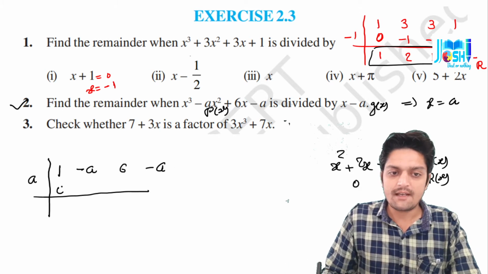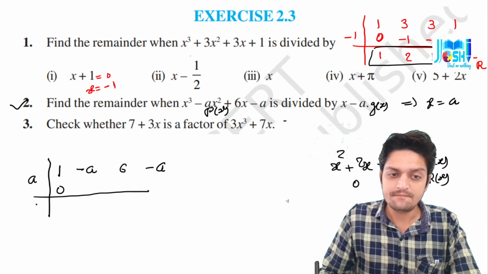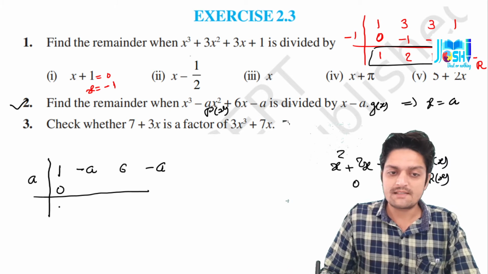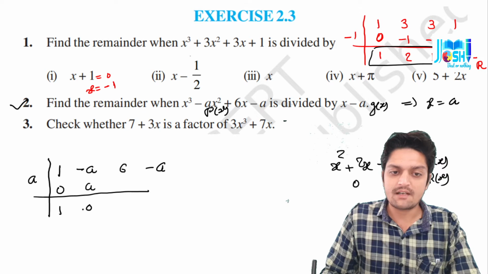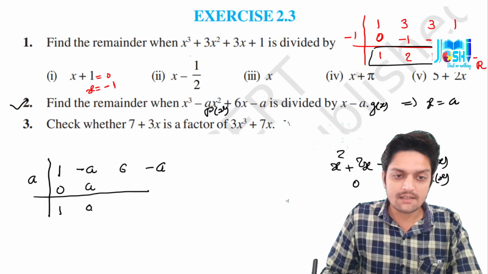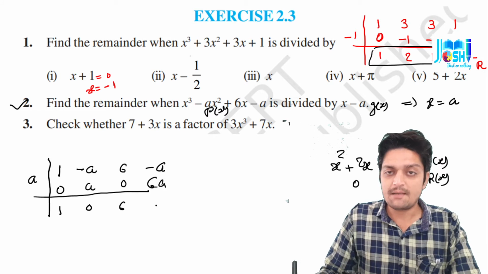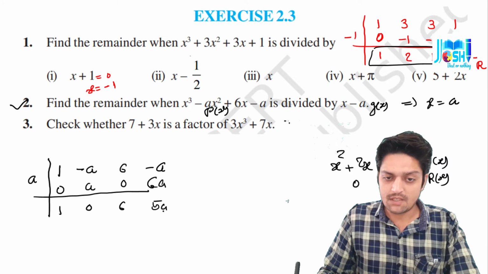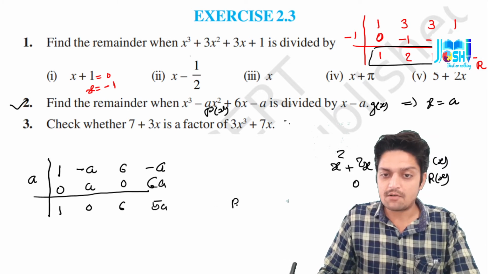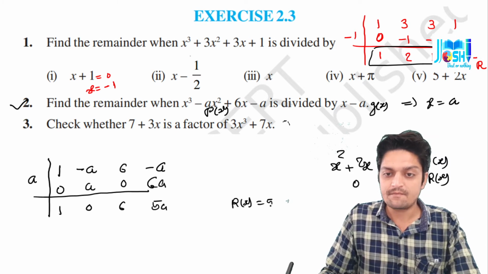Okay, here again you have to perform: 0, 1 plus 0, 1, 1 into a minus a plus a, again 0, 0 into a, again 0, 6 here, okay, and 6 into a, that is 6a, and minus a plus 6a is 5a. So here your remainder is 5a, okay, r of x, that is 5a.